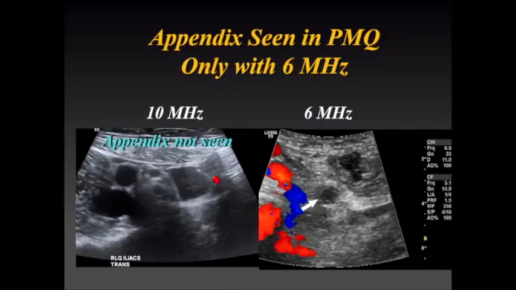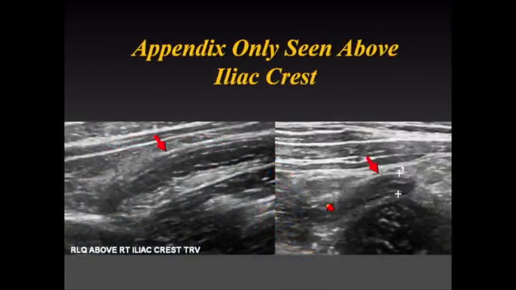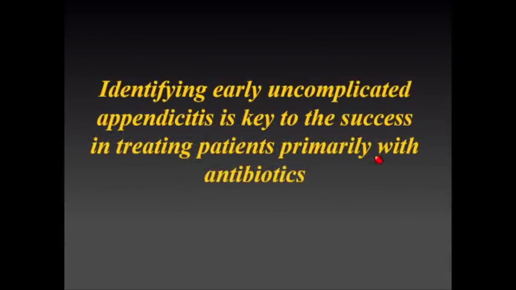And here's an example. We don't see it with a 10 megahertz. We do see the appendix in this. We've not been aided in this attempt by the obesity epidemic, so this is an example of where the 6 megahertz depth of penetration will allow you to see that appendix. And here's a patient we're scanning above the iliac crest and was not seen below the iliac crest.